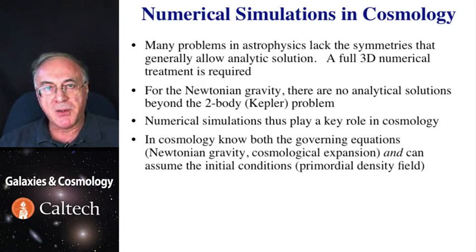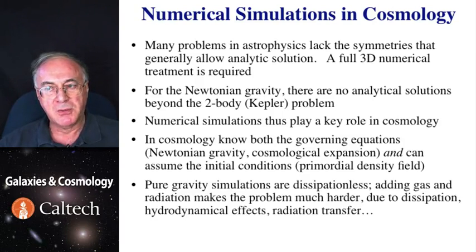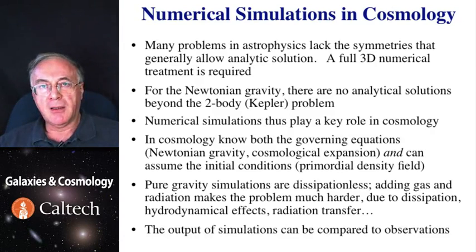Now, as far as the gravity part's concerned, we're in luck because the physics is relatively simple, it's well understood. We even have good understanding of the initial conditions from primordial density perturbation spectrum. Simulations of purely gravitating systems, just Newtonian gravity, nothing else, are relatively straightforward. However, if you start adding dissipative component, such as gas or radiation, things become vastly more complicated. And in fact, that's where the cutting edge of numerical simulations in astrophysics is today. And then finally, we can compare the output of numerical simulations to the actual observations of the large-scale structure.